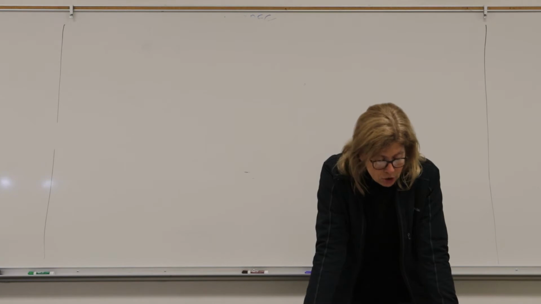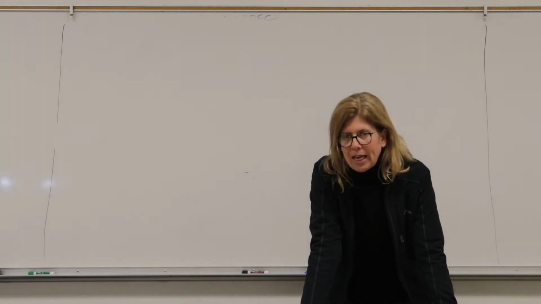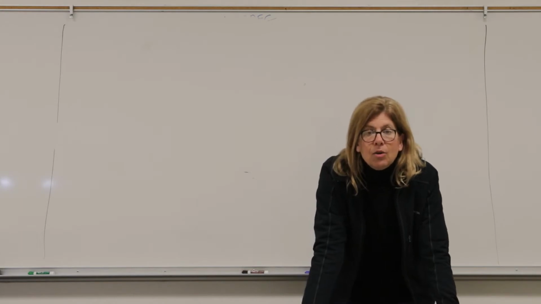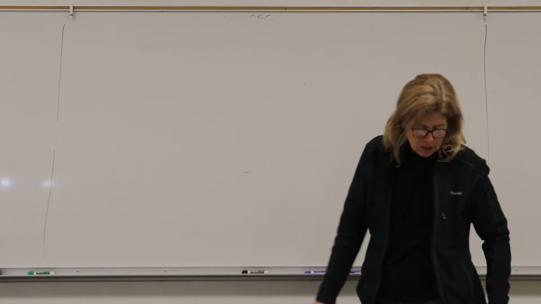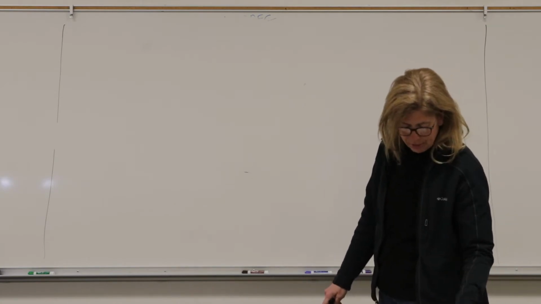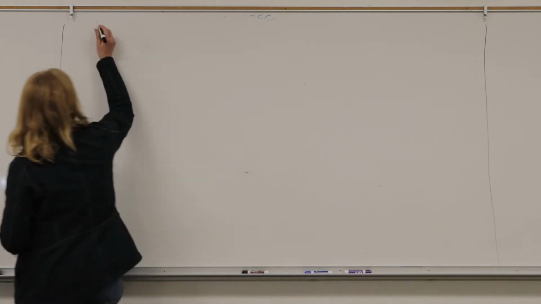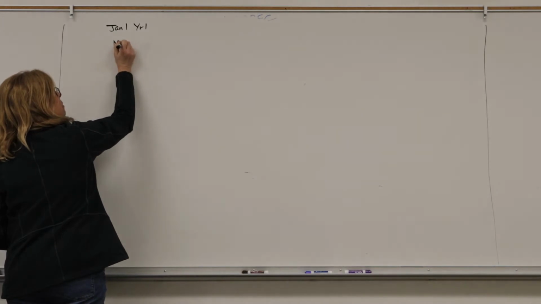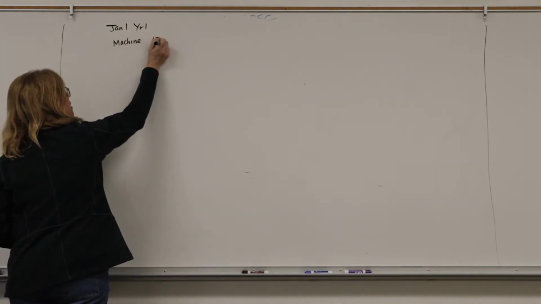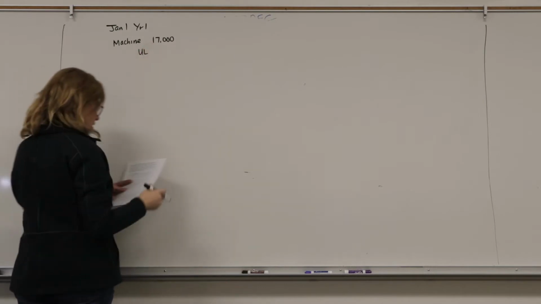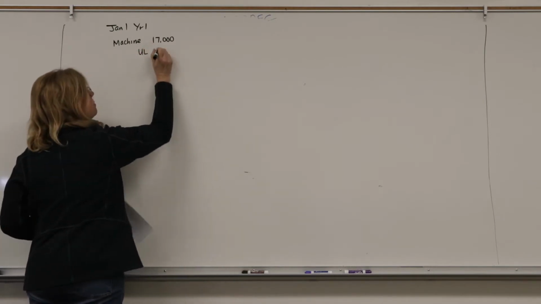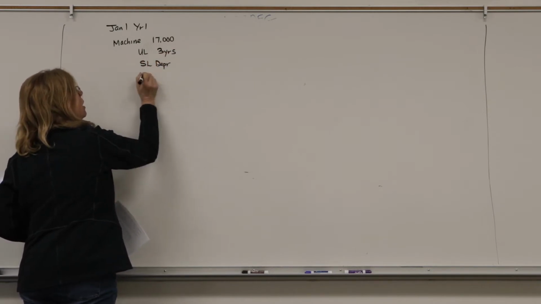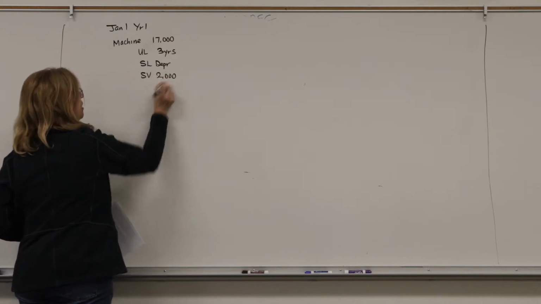But right now I'd like to actually look at calculating gains and losses again and look at a problem that has multiple questions associated with it, just like my test. So let's look at number 11. It appears that on January 1st, year 1, I purchased a machine that cost $17,000. It has a useful life, 3 years, and it is using straight line depreciation, and it has a salvage value of $2,000.